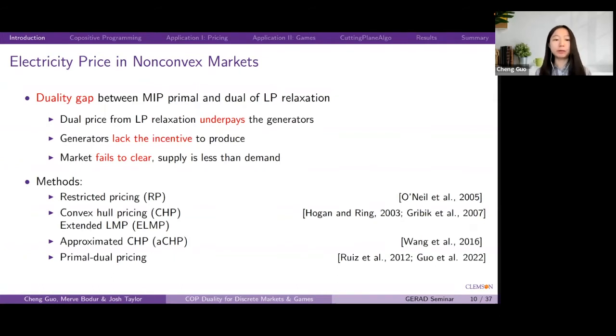To deal with this challenge, there are many works in the literature, and here I go over some of the works that try to deal with this challenge of the missing money problem.